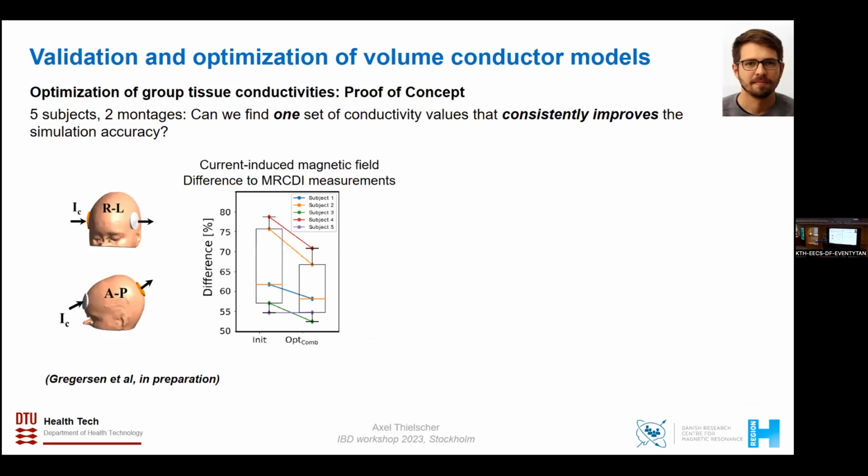What we started now doing is to say, well, can we actually ask a slightly different question? Can we find a common set of conductivities which consistently improves our fit to our measurements, both for anterior-posterior montage and also left-right montage at the same time in several subjects? So there, obviously, it will not improve the fit so much, but does it work at all? And it seems to work in 4 out of 5 subjects. One is not really affected, but changing the conductivities to a new set consistently improves the fit.